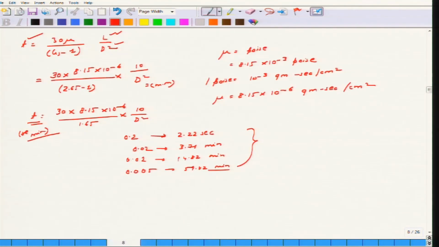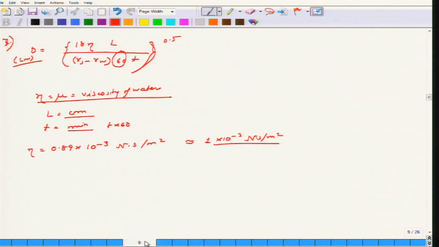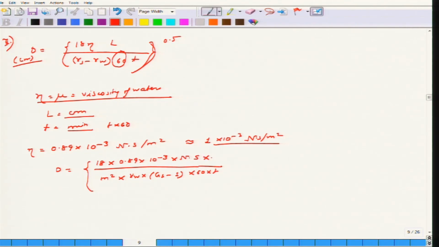and this is similar to this poise unit. Now Newton second per meter square is a force unit, so we are going to put it in exactly the same way. So d is equal to 18 into 0.89 into 10 to the power minus 3 into Newton second by meter square, into, now we will take gamma W as common, and then we will have (Gs minus 1) into 60 into T into L.